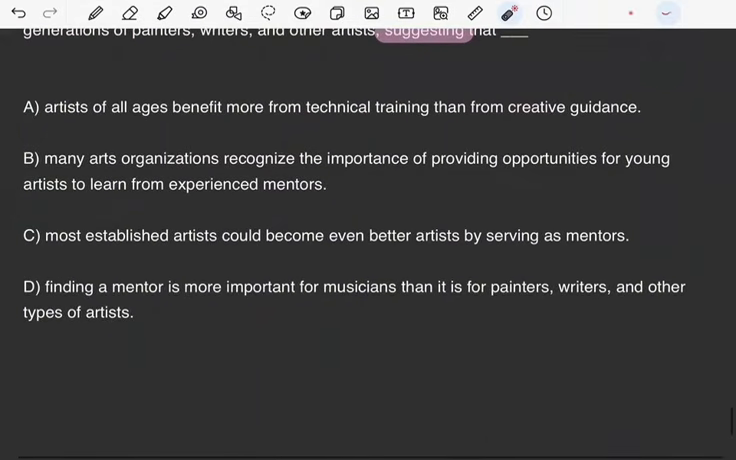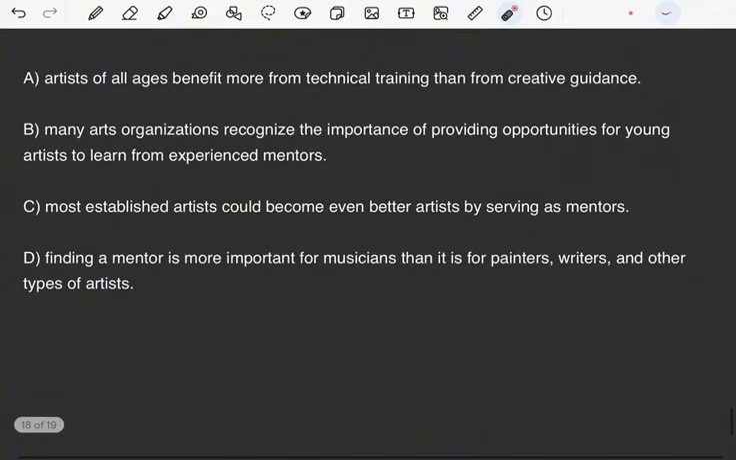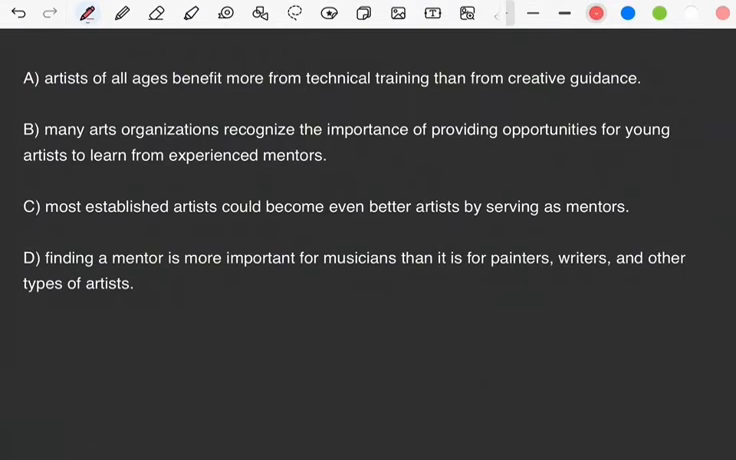So, artists of all ages benefit more from technical training than from creative guidance. Now, this passage doesn't show that. There's a comparison between technical training and creative guidance. This is something that you were supposed to avoid, because some of the wrong answers actually compare two things that are not being compared at all. So this is the wrong answer. I'm going to eliminate that.